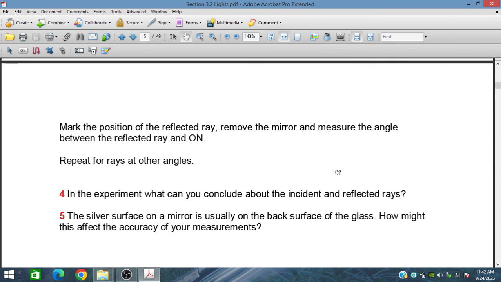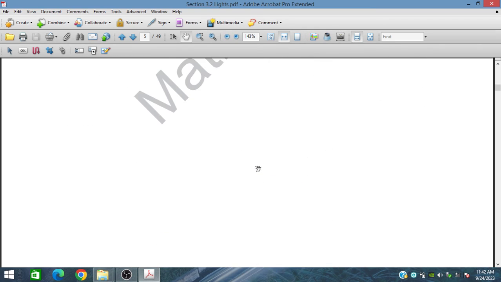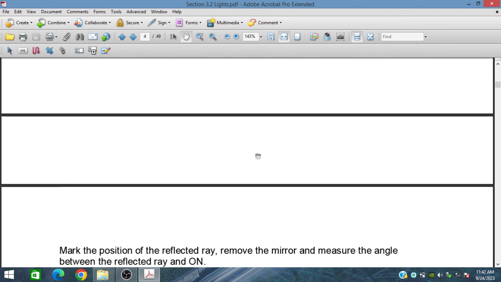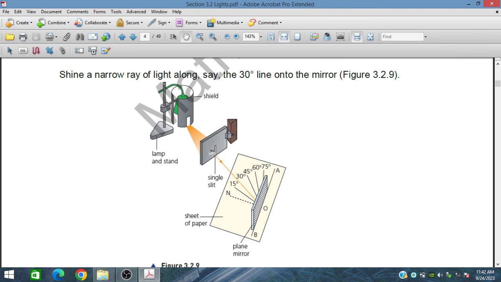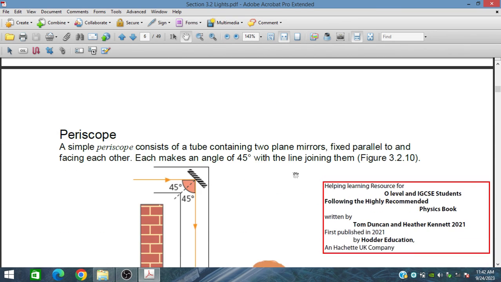In the experiment, what can you conclude about the incident and reflected rays? The silver surface on the mirror is usually on the back surface of the glass. How might this affect the accuracy of your measurement? So with this kind of experimental setup, we measure the laws of reflection for different angles, and this experimental setup is very important. In the next session, we will discuss the periscope.